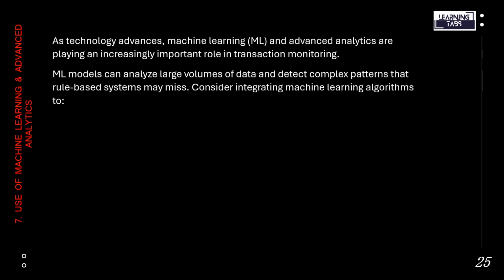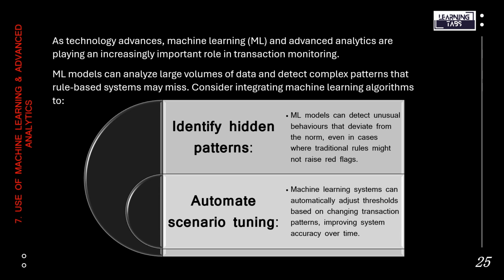7. Use of machine learning and advanced analytics. As technology advances, machine learning, ML, and advanced analytics are playing an increasingly important role in transaction monitoring. ML models can analyze large volumes of data and detect complex patterns that rule-based systems may miss. Consider integrating machine learning algorithms to identify hidden patterns.